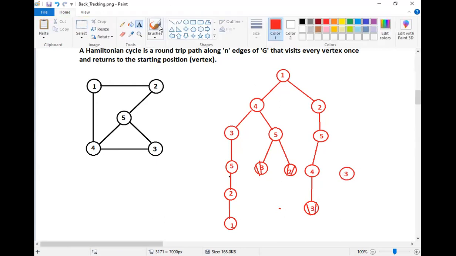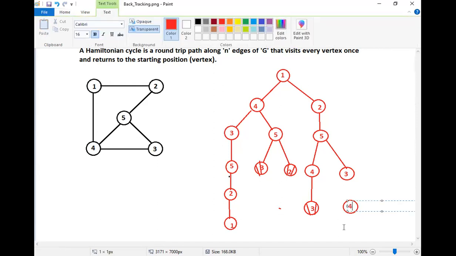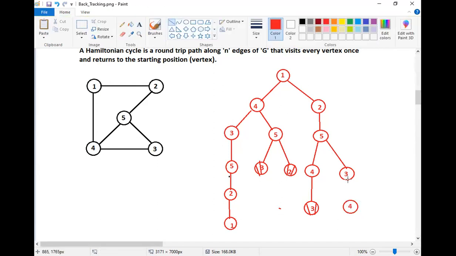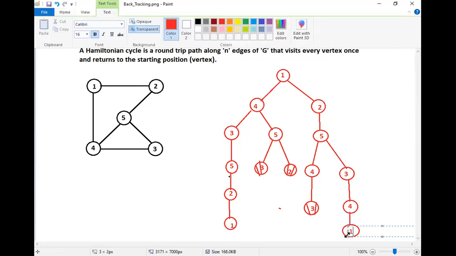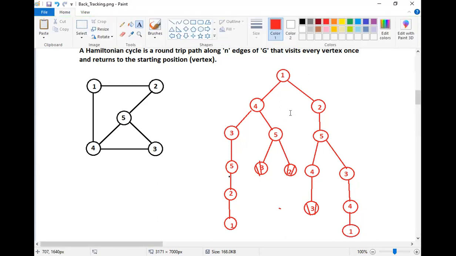From 3, where can I go? Right? And then from 3, now I can reach 4. Then next, from 3 to 4, then from 4 to 1. From 4 to 1, we can reach. Will it make a Hamiltonian cycle? Correct? Now, how many Hamiltonian cycles did we get in this graph?